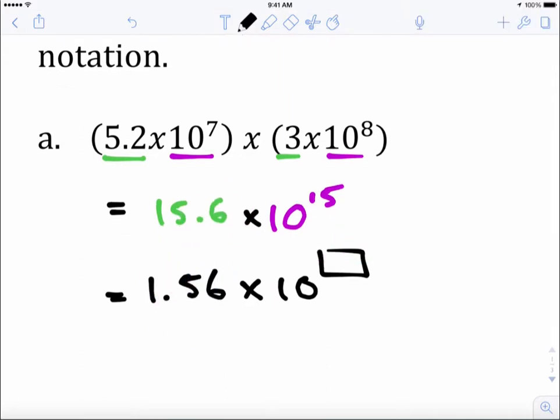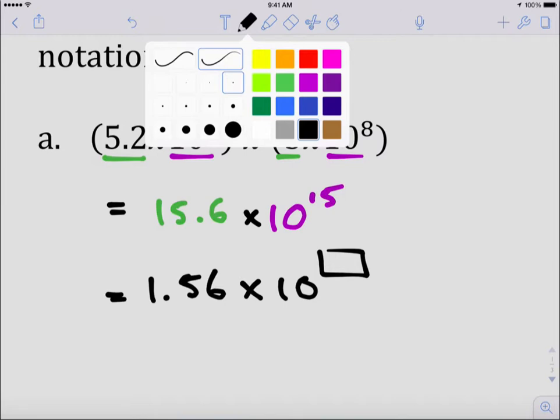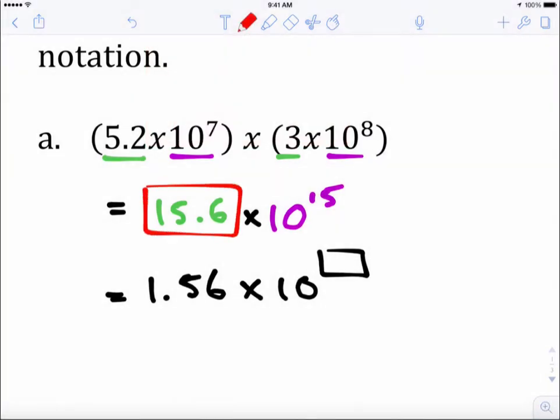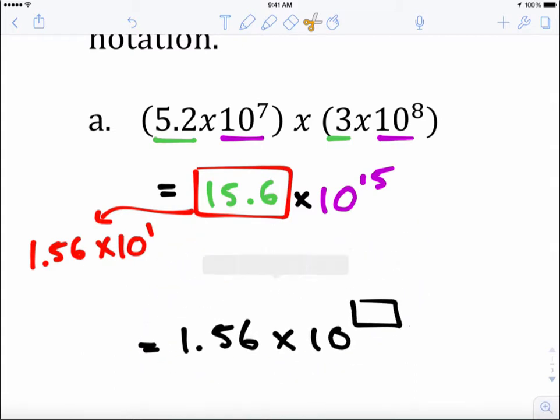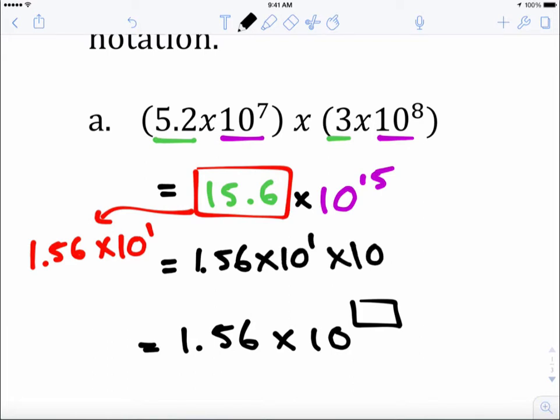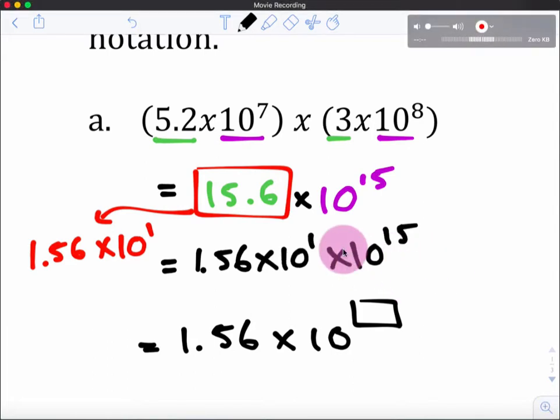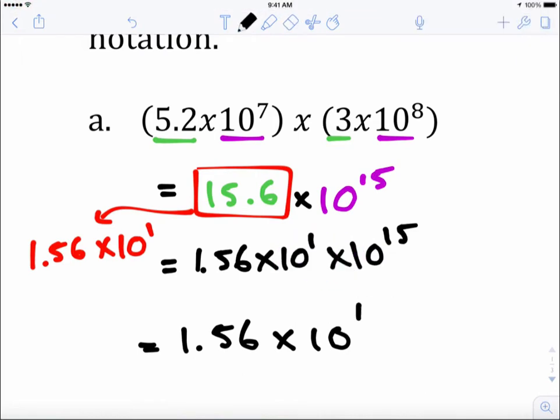Okay, what I'm going to do is take a moment and actually take this 15.6 and write that kind of in scientific notation. I'm going to write this as 1.56 times 10 to the first. So what does that mean? It means that our original line there was actually 1.56 times 10 to the first times 10 to the 15th. And from here, I hope you can see, aha, this is 10 to the 16th power. Our final result will be 1.56 times 10 to the 16th.